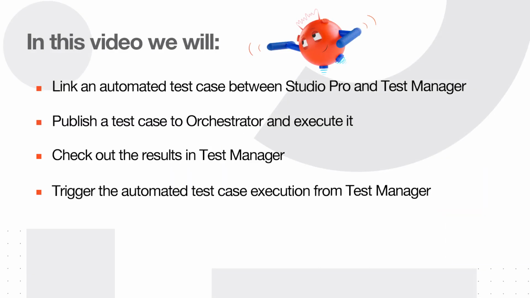In this video we will cover how Test Manager and the whole UiPath test suite deal with automated test cases. We'll start by linking an automated test case built in Studio Pro with a test case in Test Manager. We'll then publish it to Orchestrator, from where we'll execute it as a test set. We'll check out the execution results in Test Manager and trigger the execution from there as well. We have a packed agenda, so let's get going.